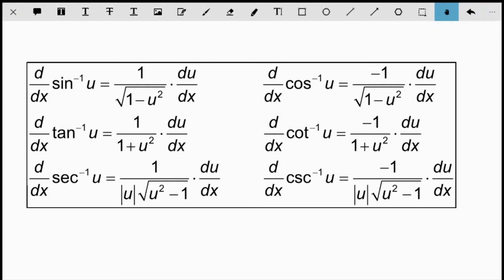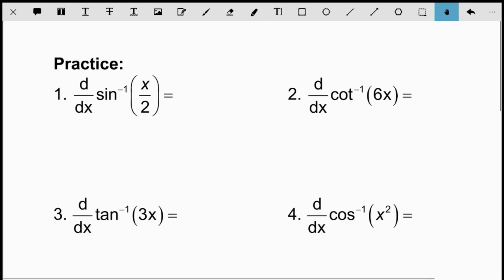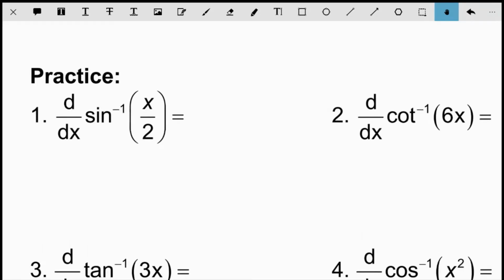All right, so I want to show you one of these, and then I'm going to have you work through some example problems and check over your answers. So the main thing here is sometimes the algebra and simplifying these can be a little bit tricky, but the rules themselves are very, very straightforward. So let's do the derivative of the inverse sine of x over 2.